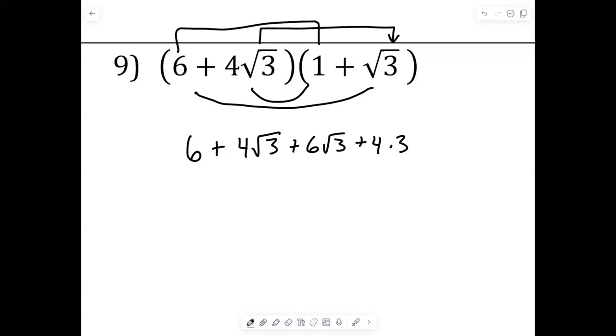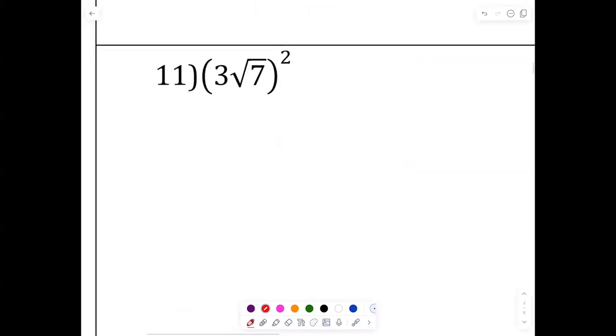Anybody have any issue with that so far? Now, of course, everybody can look at the 4 times 3 and say, well, I know that's what? 12. So what's 6 plus 12? 18. What's 4 radical 3 plus 6 radical 3? Good job. Plus 10 radical 3. Anybody have any questions with that? Anybody? All right, here we go. Number 11. 3 squared.